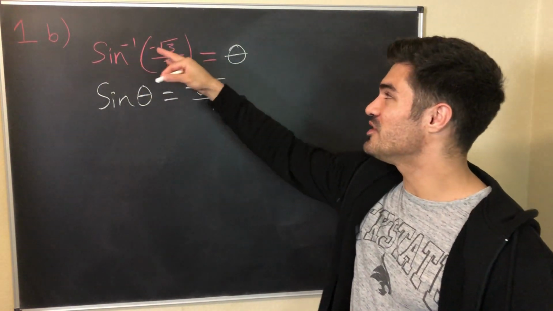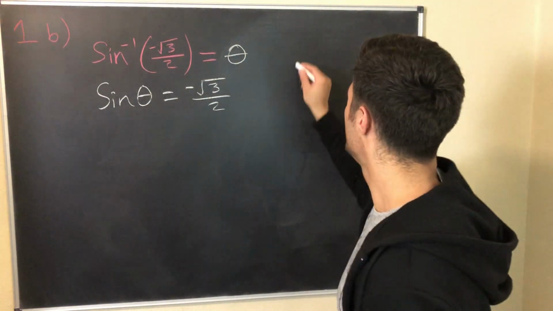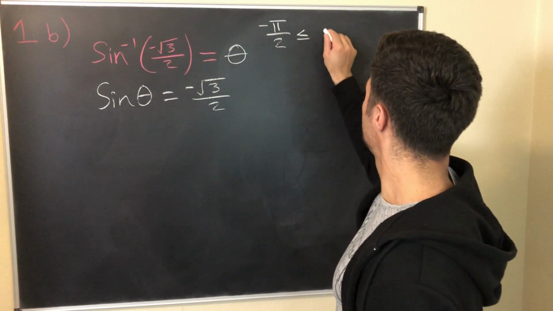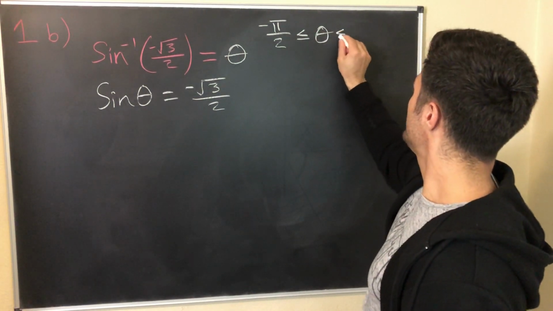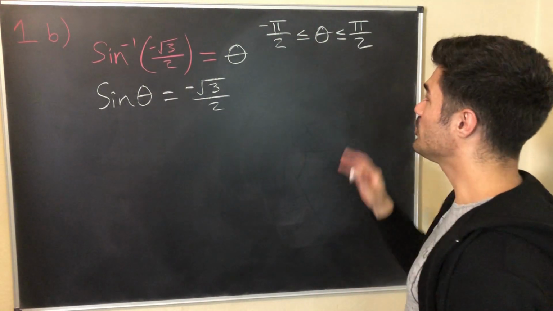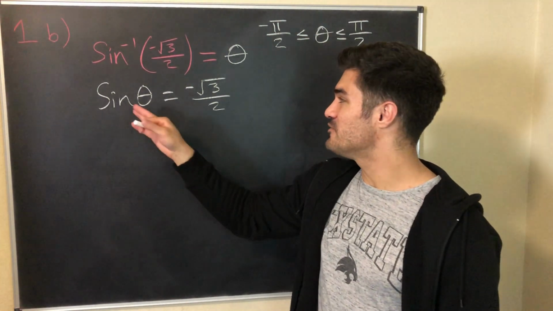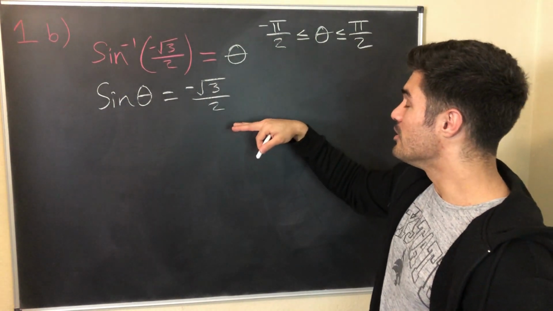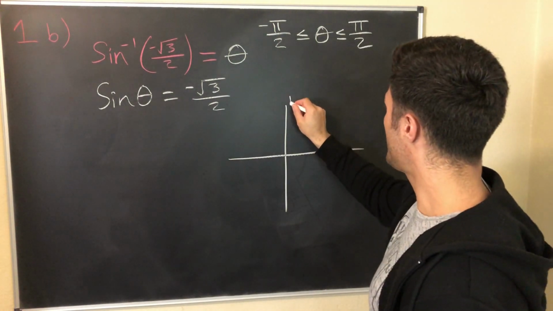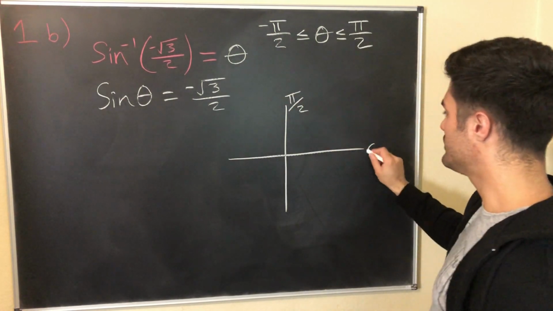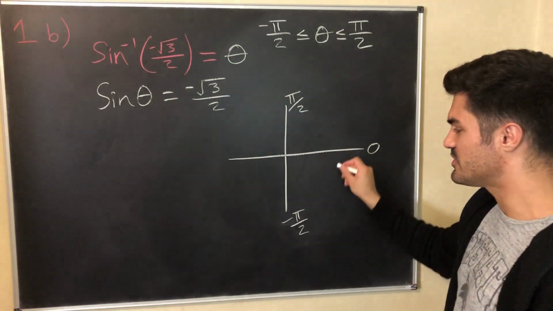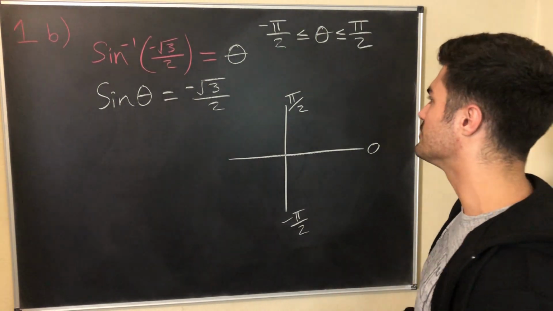It has to be within the range of sine inverse, which means that that angle has to be greater than or equal to negative pi over 2 and less than or equal to pi over 2. Make sure you have those ranges down. So we're looking for an angle where when we plug it into the sine function, we get negative root 3 over 2. But we got to make sure that angle falls within this range. So let's draw it out. Here's pi over 2. Here's 0, and here's negative pi over 2. Remember, we start at 0 and we move the opposite direction when we're dealing with these negative angles, all right?